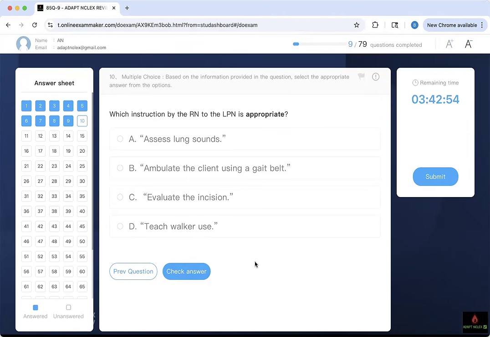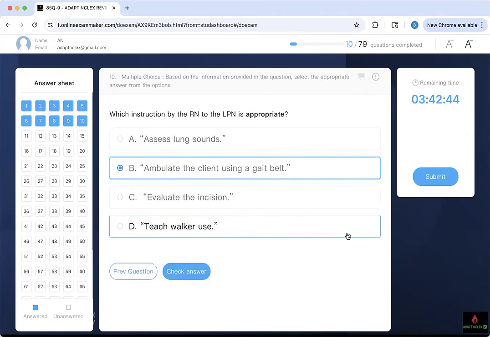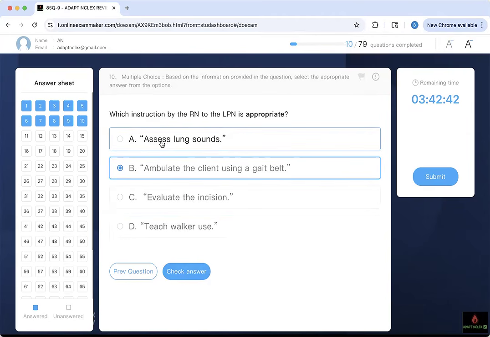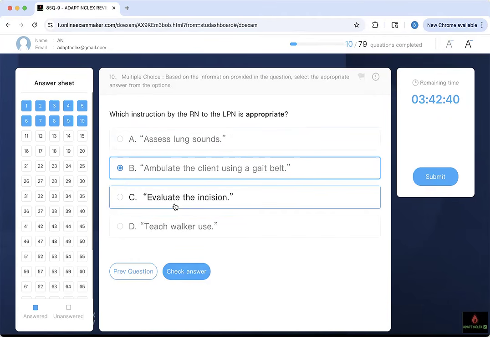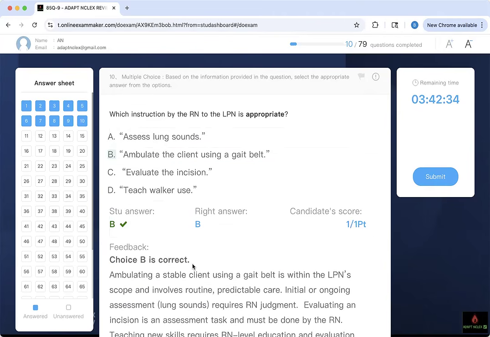Did you pick one? Once again, I want you to pick an answer for every question. Pause the video and pick an answer. Which one do you pick? Of course, ambulating a client is the easiest thing, because the others require assessment, evaluation, and teaching. These are all done by what? The RN. So B is the right answer.